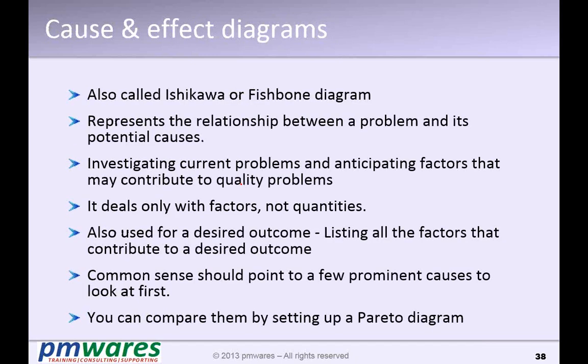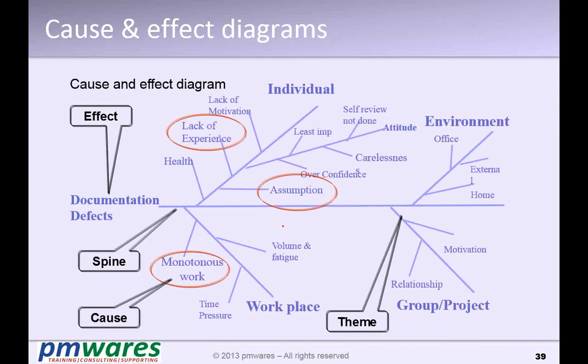So the first one is the cause and effect diagram, which is also called Ishikawa diagram, or fishbone diagram because it looks like a fishbone. The quality of this tool is that it helps us to identify the root cause of the defect. So here one example is given that there are some defects in the documents, and we are trying to find what could be the root cause.